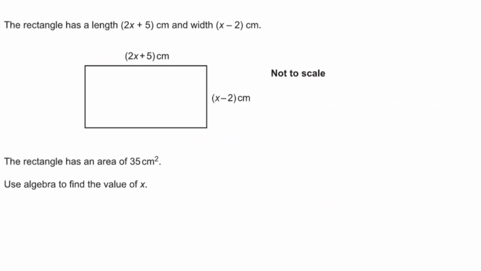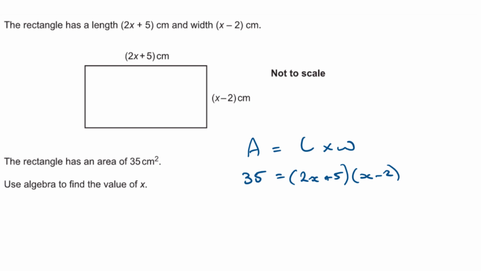The rectangle has length 2x plus 5 centimeters and width x minus 2 centimeters. The rectangle has an area of 35 centimeters squared. Use algebra to find the value of x. Okay, so area of a rectangle is just length times width, isn't it? Okay, now we know the area. We're told it's 35. We know the length. It's 2x plus 5. We know the width. It's x minus 2. Okay, so solve for x.